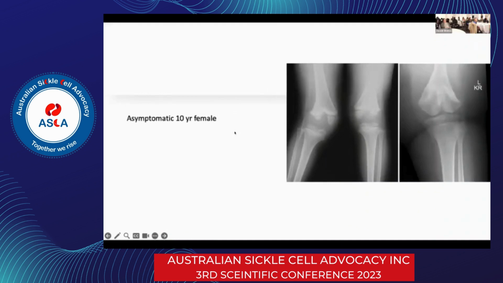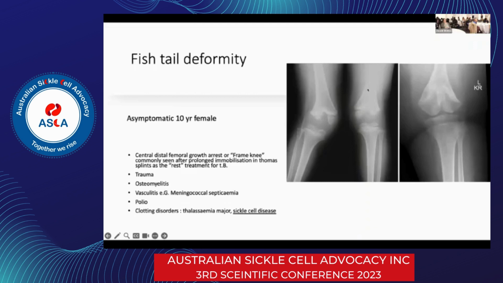If it happens in a child, this is an example of asymmetry where, on the X-ray, I hope you can see the right leg is nice and straight, the left leg's nice and straight, and the right is quite bent. This is called a fishtail deformity. It's a central growth arrest in a child's knee, and it can be from multiple causes, including trauma, osteomyelitis, but rarely sickle cell disease can cause this as well. And the X-ray on the right is the long-term sequelae of that, where you get quite a deformed femur with this central growth arrest in the middle.